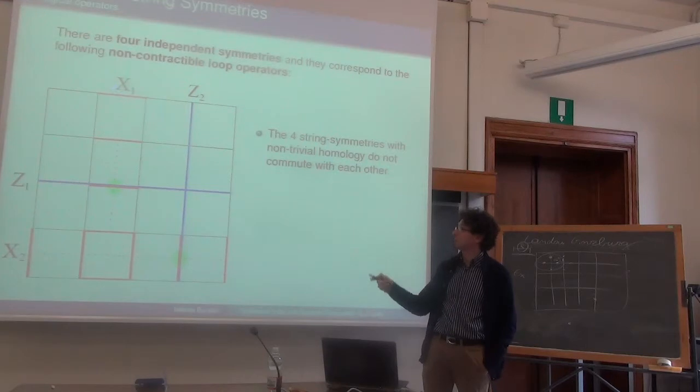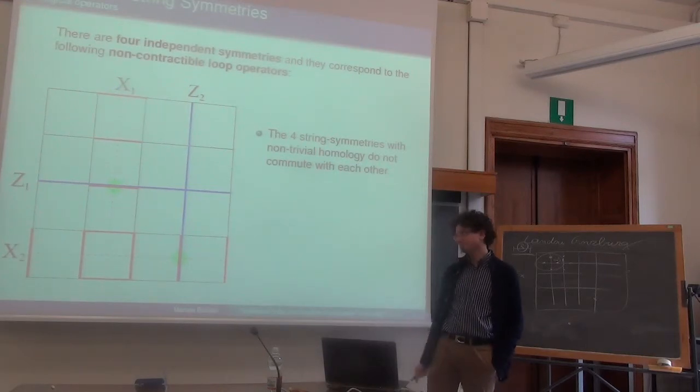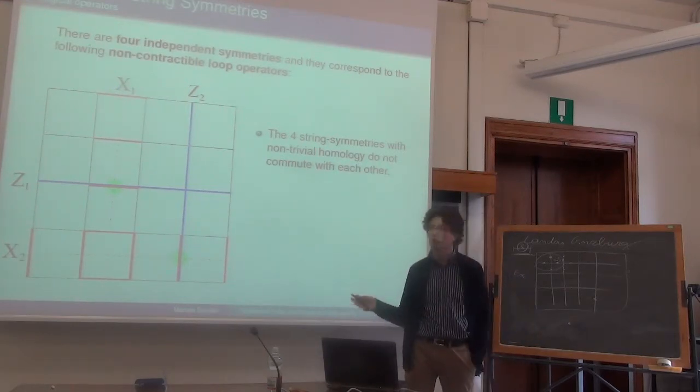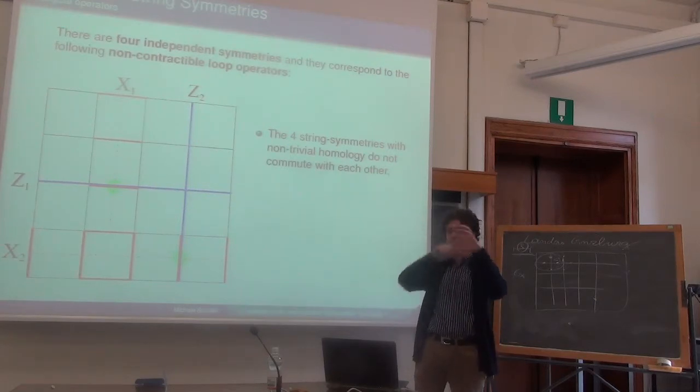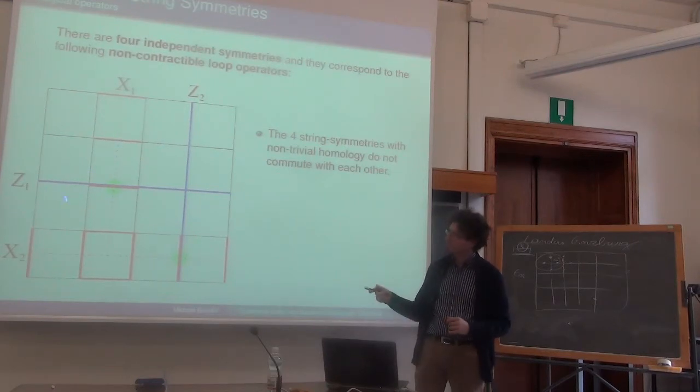And if I consider only strings in the same direction, they always commute because they never share an edge, or they share an even number of edges if I start to bend them and move them around in more complicated ways. But there are also 2 different strings on the other non-trivial loop, again of the Z and X kind.